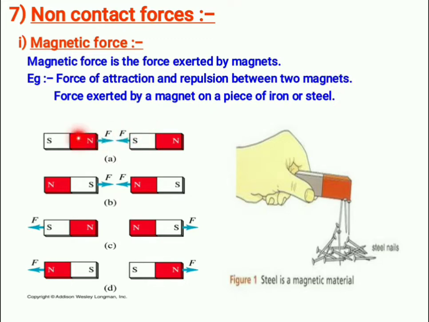As you see in this picture, we have taken two bar magnets. Whenever we bring a bar magnet near another bar magnet, we are not bringing it into contact, but the bar magnet attracts or repels. So before coming in contact itself, the magnet will show the force, that is magnetic force.